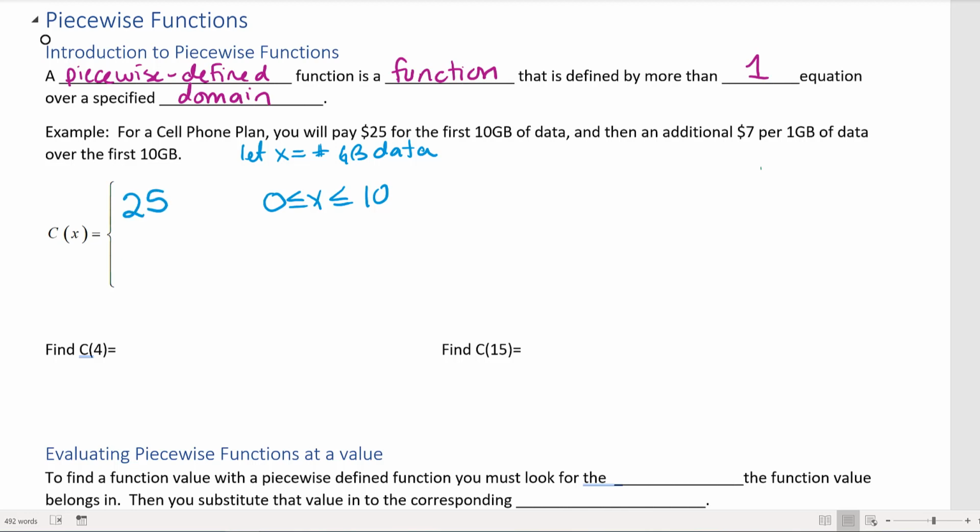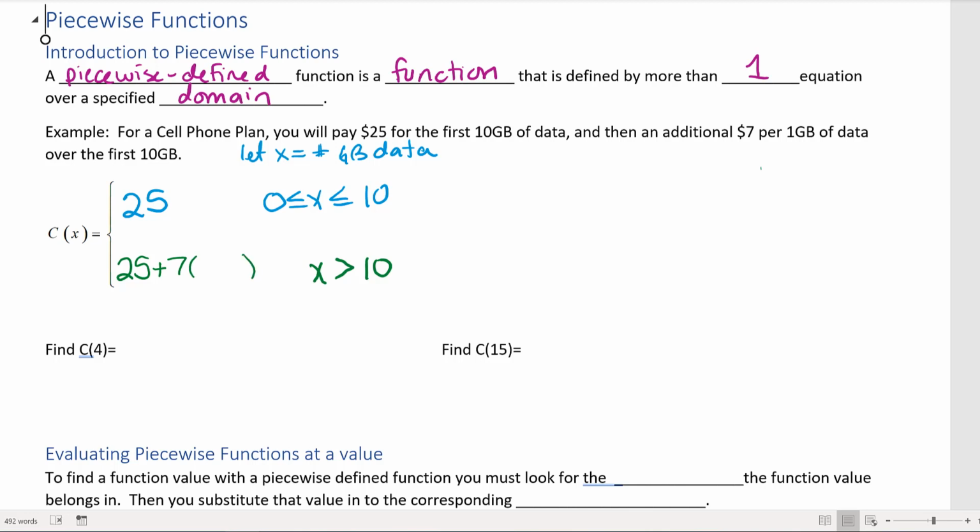Now, you might go over the 10 gigabytes of data, and in that case, your x would be greater than 10, not or equal to, because if it's equal to 10, then you just get the $25 fee. So this is anything over. You're still going to have to pay the $25 fee, plus you're going to have to pay $7 for every extra gigabyte of data.